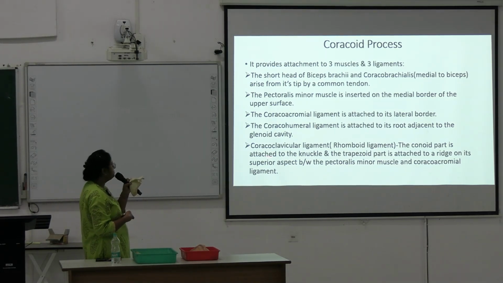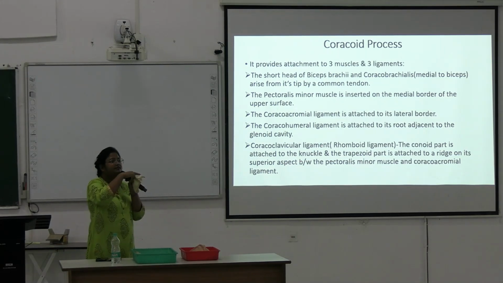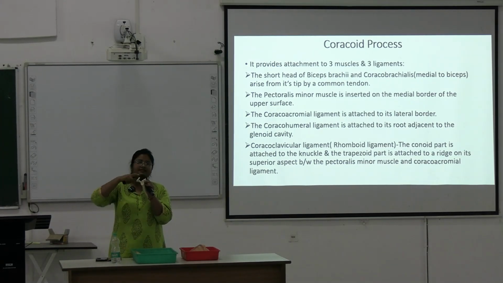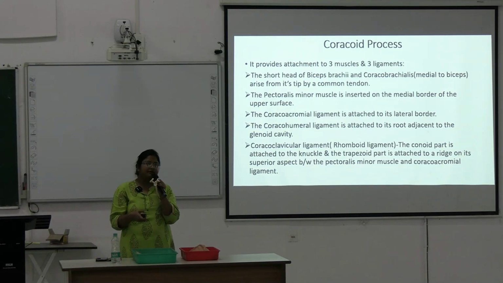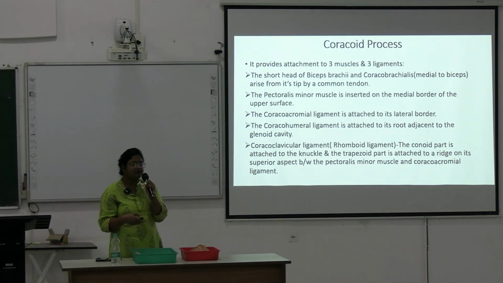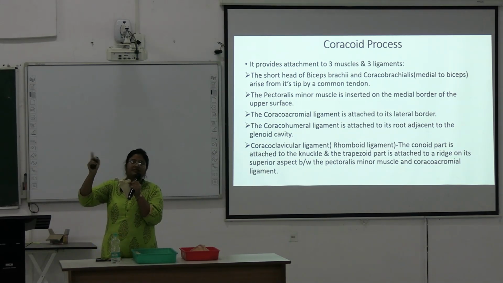So, where the two parts are attached, conoid part is attached to the knuckle. This is the knuckle. Knuckle means bent, okay, knuckle of the fingers. It is a bent finger-like structure, this coracoid process. So, near this bent, the conoid part of the ligament is attached, and the trapezoid part is attached to a ridge on its superior aspect between the pectoralis minor muscle and coracoacromial ligament. Here on the superior surface, trapezoid part is attached.